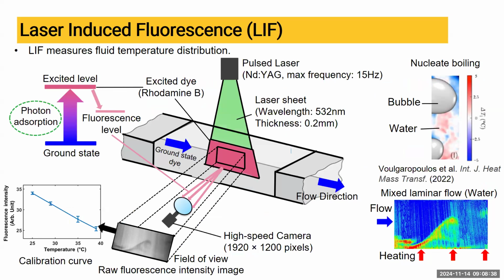About LIF, this is also an optical technique that measures the fluid temperature. Unlike PIV, where we mix the fluid with tracer particles, in LIF, we mix the fluid with fluorescence dye. And this fluorescence dye will emit a fluorescence signal when being excited by a laser source. The intensity of the fluorescence signal is then captured by a high-speed camera to generate something called a raw image right here. And finally, we transfer this raw image into the temperature image by a calibration curve.